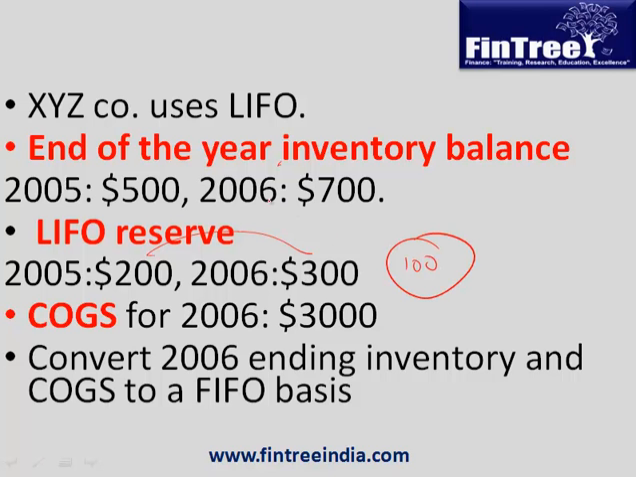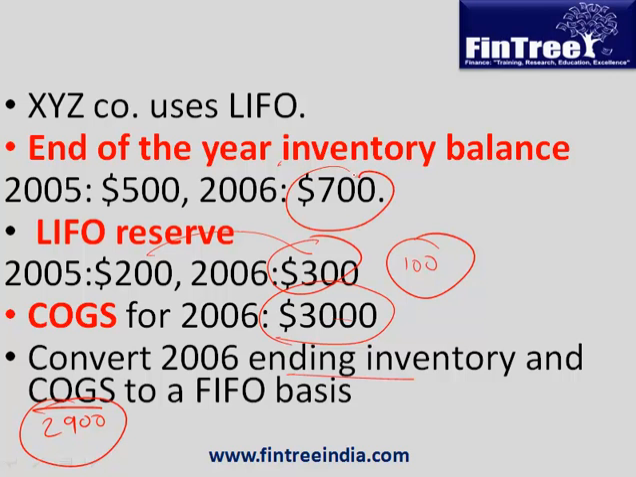Okay. So LIFO COGS is how much? It is 3000. 3000 minus 100, it would be 2900. And as far as ending inventory balance is concerned, my LIFO reserve is 300, my inventory is 700. So this is going to be 1000.